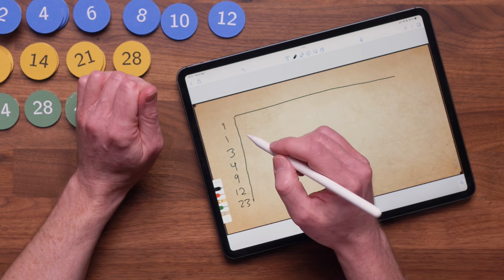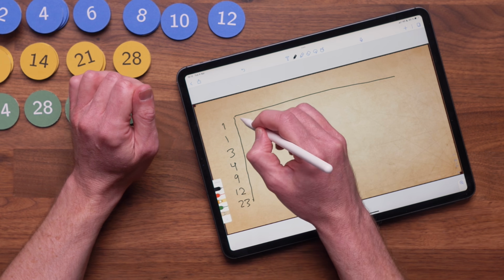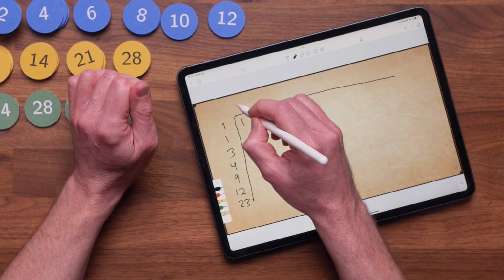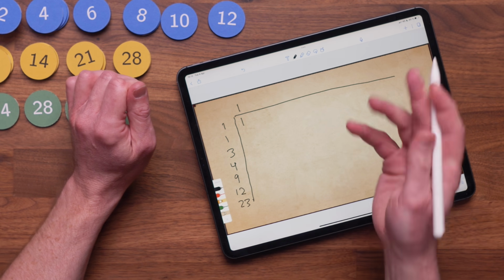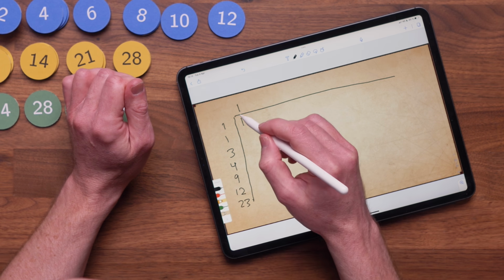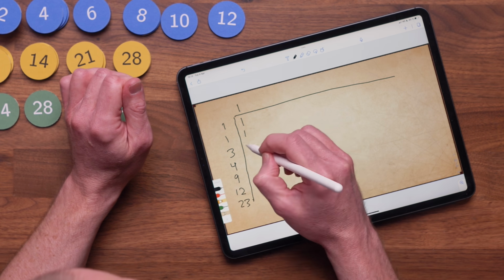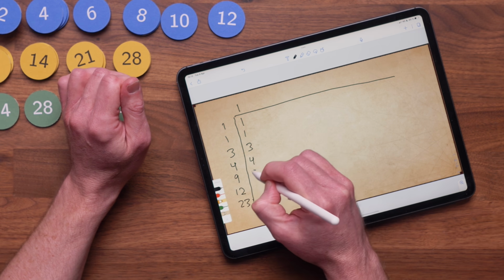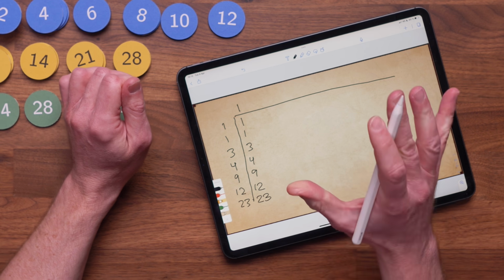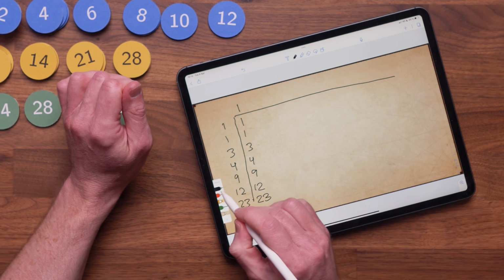The first diagonal sum should be 1, so I need a 1 here. That means a 1 must be on top, since 1 times 1 is 1. Now I get 1 times 1, 1, 1 times 3 is 3, 1 times 4 is 4, and so on all the way. Now the second diagonal sum should be 0.